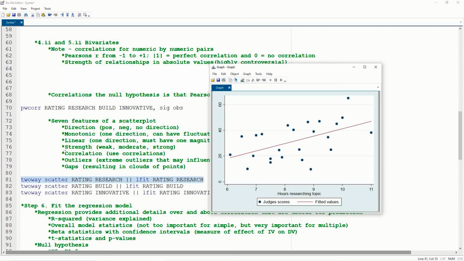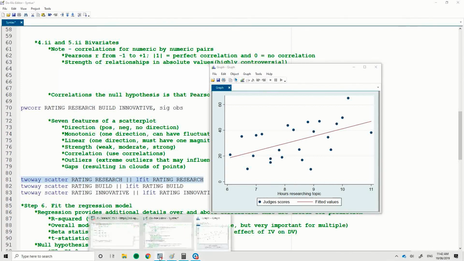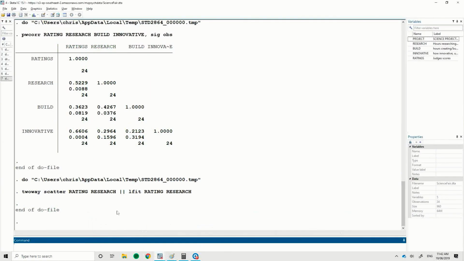Okay. Next question is strength. Is it weak, moderate, or strong? To me, this looks like it's moderate. I'm making this assessment because the line is relatively steep and the dots are pretty close to that line. We use our correlations to confer the strength. If we go back to our correlation matrix, we can see the relationship between ratings and research is just above 0.5.